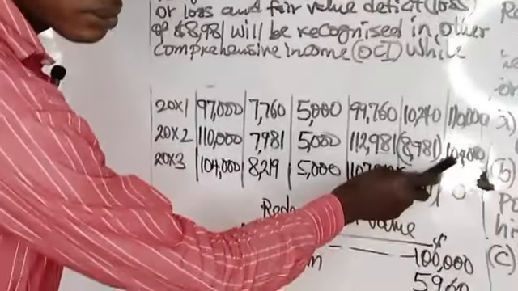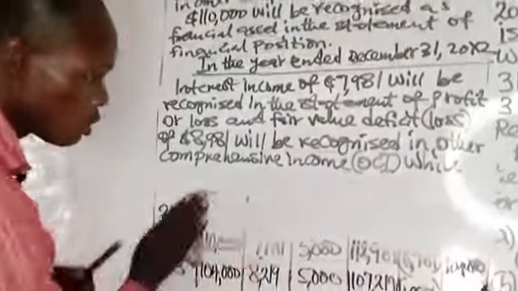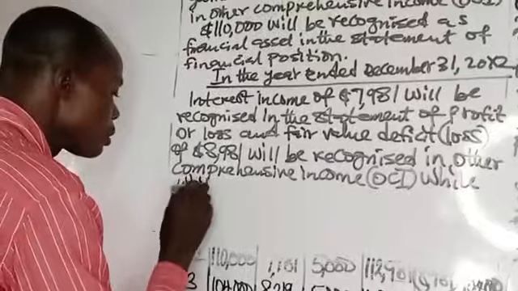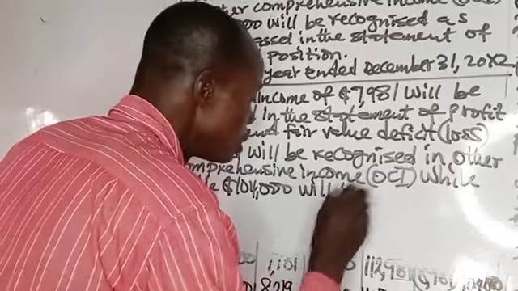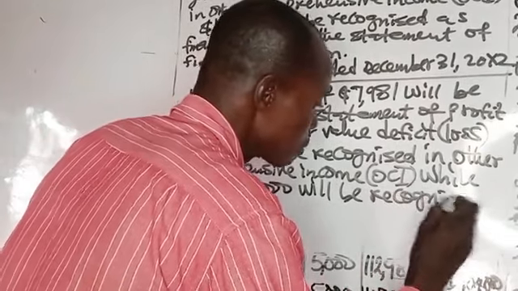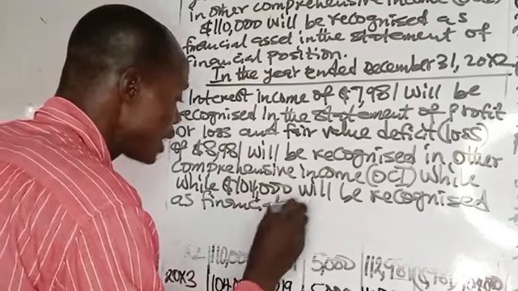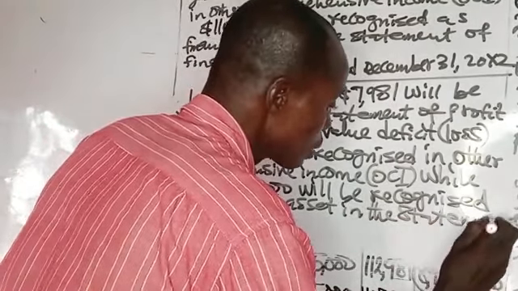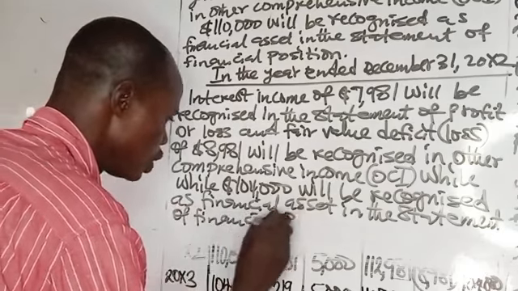Why? 104,000 will be recognized as a financial asset in the statement of financial position.